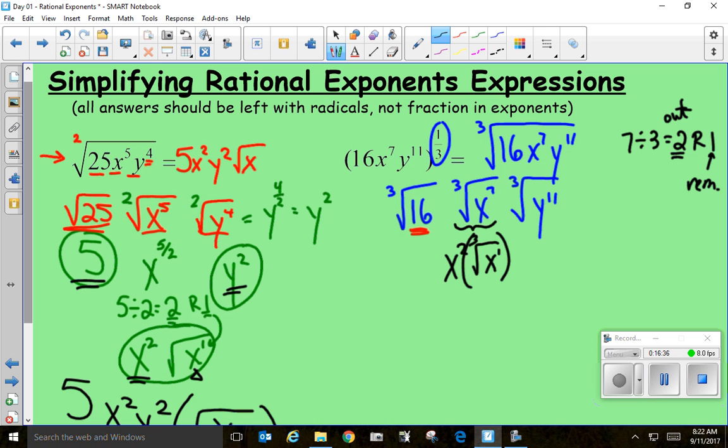There you go. Easy. Why don't you guys tell me what the y is? Who can tell me what that y is? 3. Okay, so 3 come out with the remainder of 2. 2 stay in, and let's not forget, that's a cube root. I mean, look how easy the variables are now. 16 is not a perfect cube.